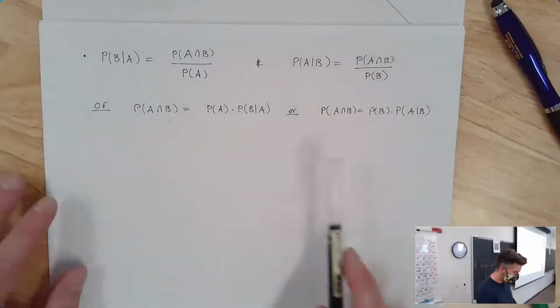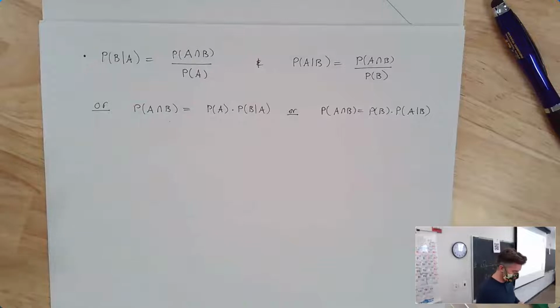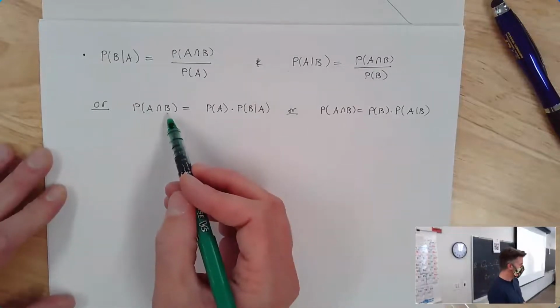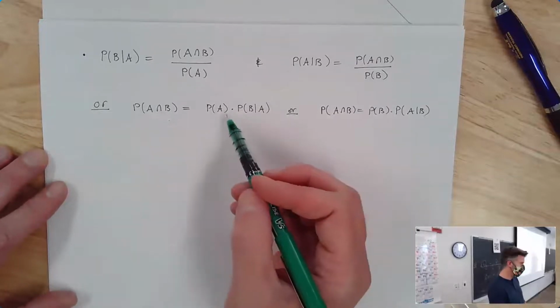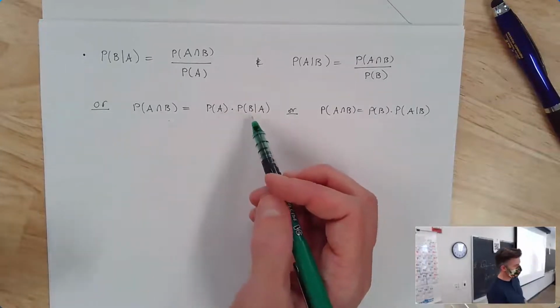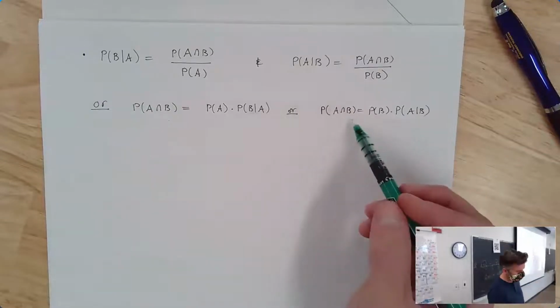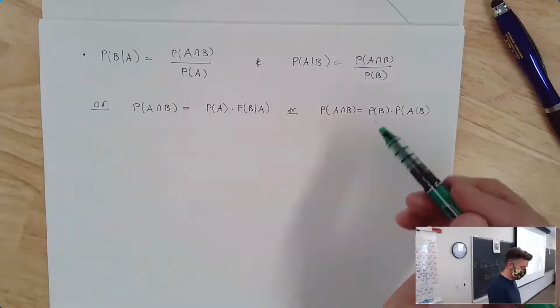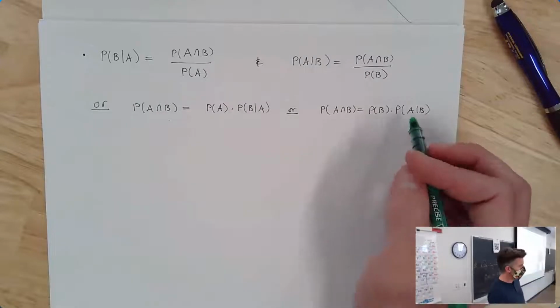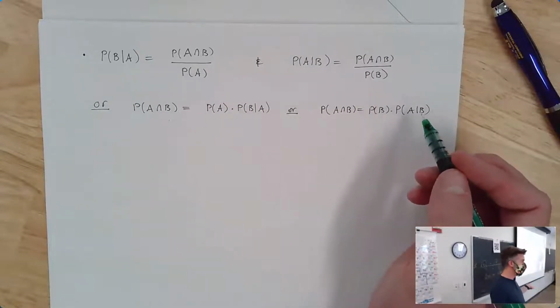And I feel like these formulas make some sense in their language, meaning if I want to find the probability of A and B, it kind of makes sense that it's the probability that A happened times the probability that B happened if you already know that A happened. Or the probability of A and B happening is the probability of B happening times the probability of A happening, given that you already know that B happened.